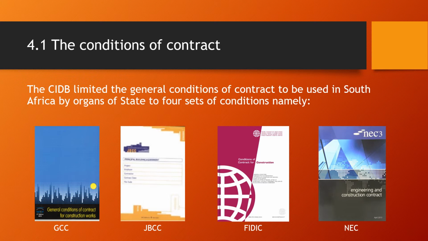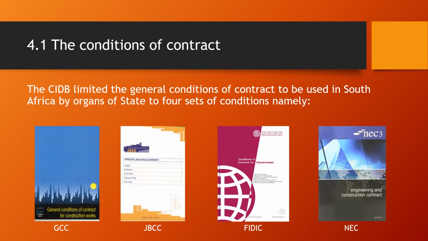The FIDIC is the less common type of conditions of contract in South Africa, but that is usually used for maintenance work. Like for example, Sanral likes using the FIDIC a lot on their maintenance contract on the national roads. Usually it's used by Sanral. They love it a lot. They use the FIDIC. They also use the GCC, but mostly they use the FIDIC.